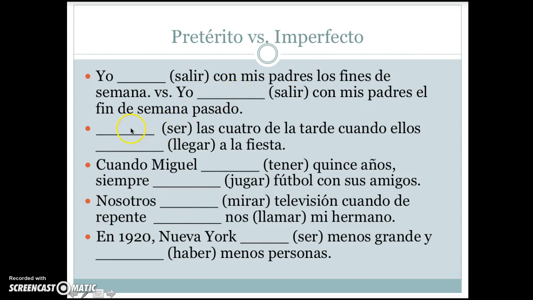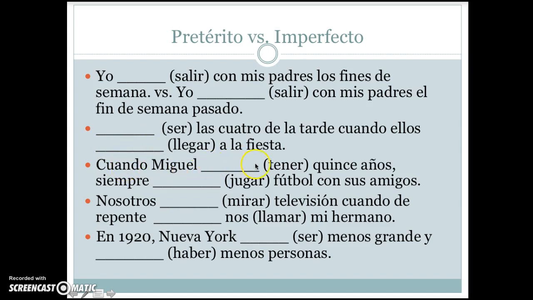Here we have time. It was 4 o'clock in the afternoon. Well, we're going to use the imperfect. With time, we use the imperfect. Eran las 4 de la tarde. Cuando ellos, when they arrived a la fiesta. Well, to walk in the door, to arrive to a party one time in the past, that has a very clear beginning and ending to it. We use the preterite. Ellos llegaron.